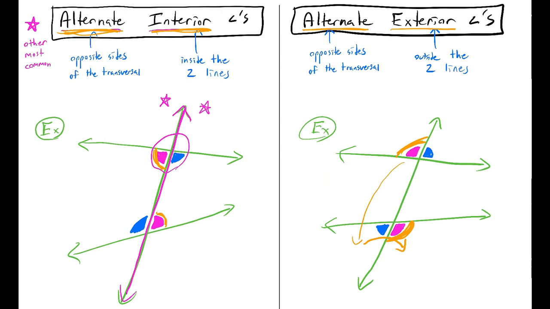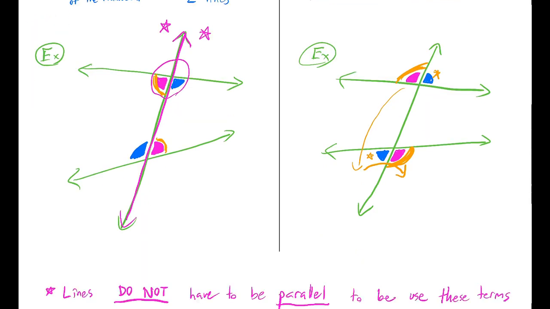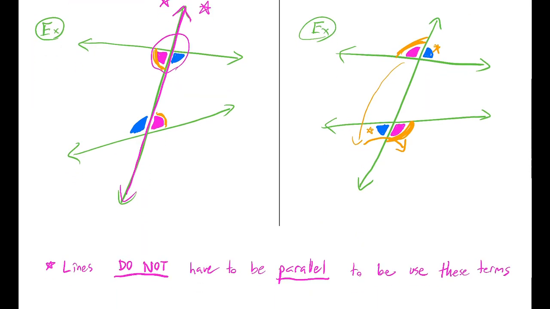Okay, so we've got pairs of alternate interior angles. We've got pairs of alternate exterior angles. Again, the blues match also. Those are alternate exterior angles. And then the two reminders: lines do not have to be parallel to use these vocabulary words. Okay, we still call them, right? The lines over here do not at all appear to be parallel. They're not marked as parallel. We still use the words alternate interior angles.